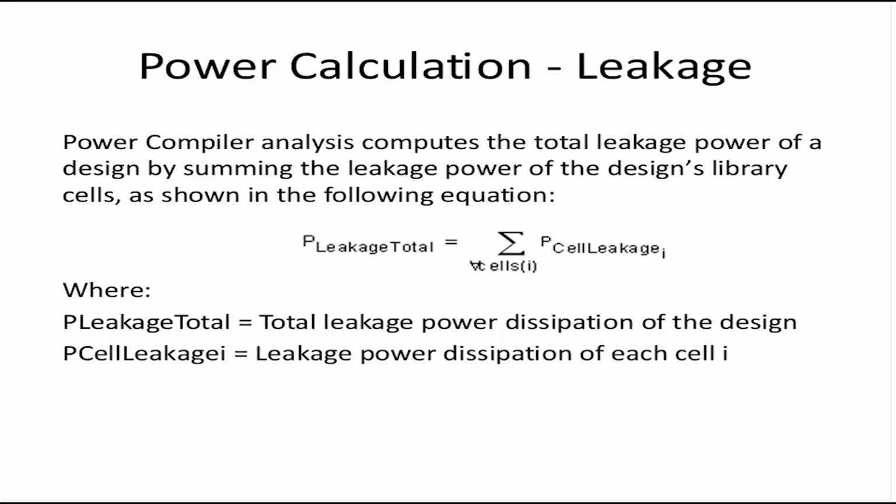For each such cell in your design, let's say your design has 10,000 gates, combinational and sequential combined together, Power Compiler just needs to go to the library, grab the cell leakage power number for each of those gates, and that gives the total leakage power of your design. So total leakage power is nothing but the summation of the leakage power of each cell, right?